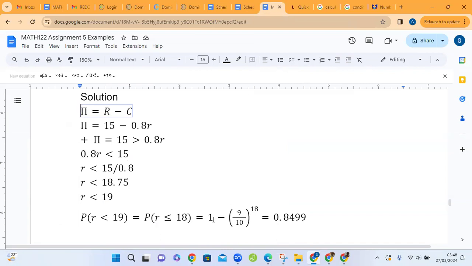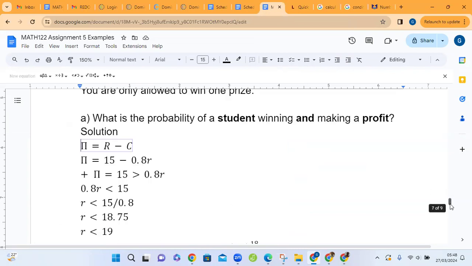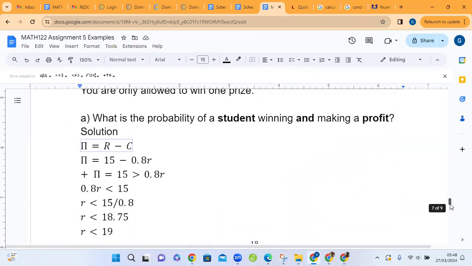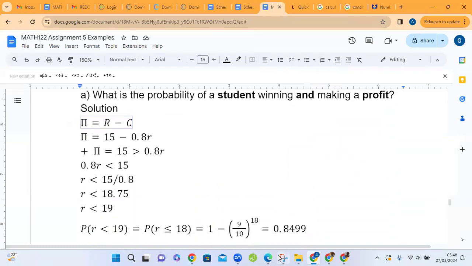And that would be 1 minus Q to the R. Q is 9 over 10, because remember, the probability of success is 1 over 10, so the probability of failure is 9 over 10. And the formula is 1 minus Q to the R. R here would be 18. So there's an 85% chance, basically, of the student winning and making a profit. It's pretty high from the school's point of view.